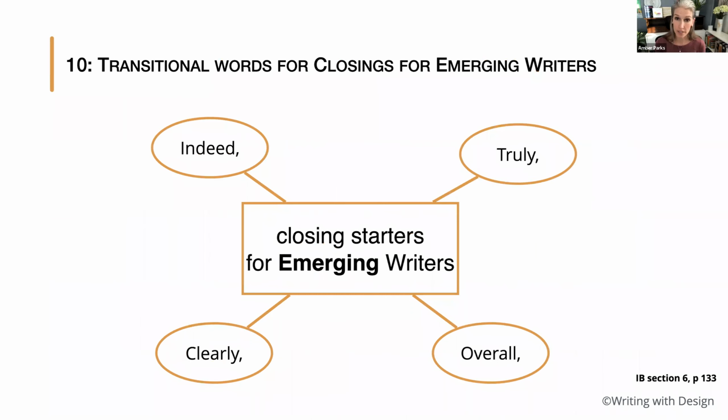So here are 4 transitional words for closings. We have more within Writing with Design, but these are 4 that we teach at every grade level to every student. They're the first 4 we teach. Indeed, truly, clearly, overall. And we just want students to have those memorized and pull them out every time they do a piece of writing that's at least a few sentences long, to have some kind of wrap-up sentence. So indeed, truly, clearly, overall. Say it with me. Indeed, truly, clearly, overall.